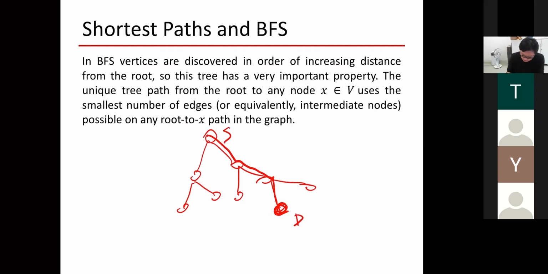Smallest number of edges possible on any root to X path: smallest hop, smallest hop, smallest hop. If distance is what matters, then you can change the edge configuration and find the shortest path from A to B. That is the configuration in BFS. If you use a DFS, it will be a completely different story. So for the shortest path, BFS is the common solution.